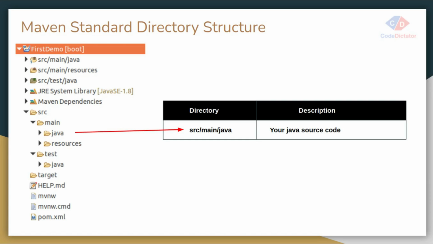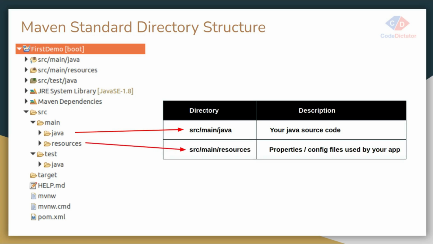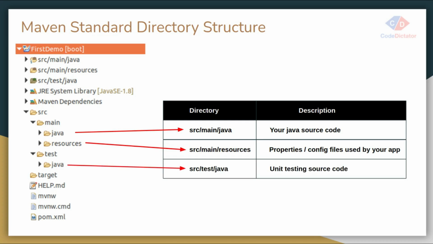When it comes to src/main/java, whatever your Java source code is, you are going to add that code in src/main/java. In src/main/resources, whatever configuration and property files are used by your application, we are going to add in the resources package. In src/test/java, whatever unit testing source code there is, we are going to add in that testing package.